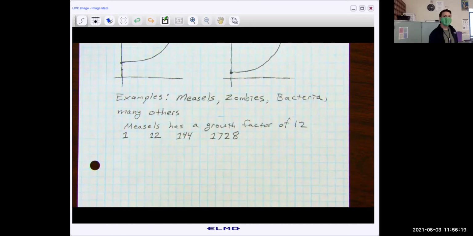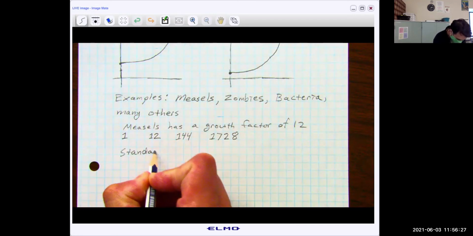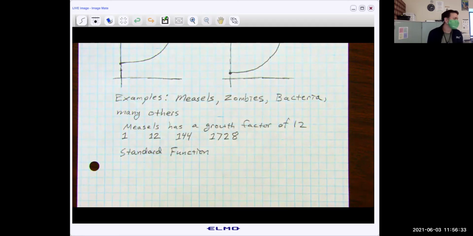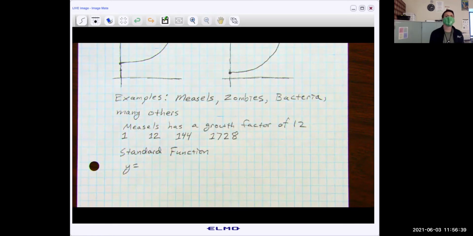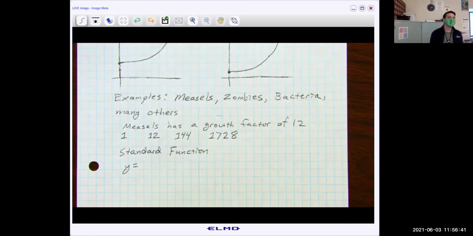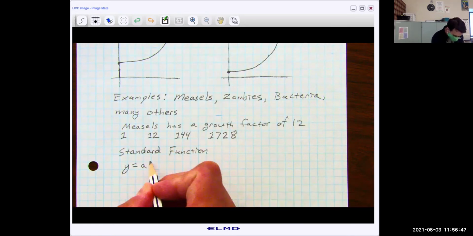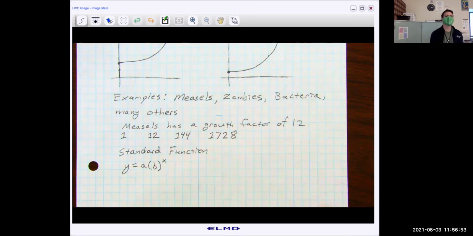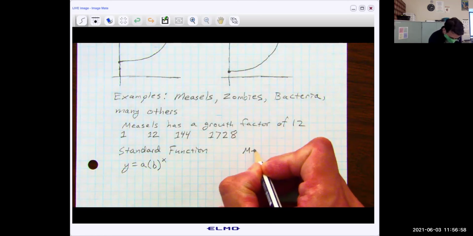If we want to model this with an equation that would keep track of the numbers for us, we use what's called a standard function. The standard function for exponential growth always begins with y equals, and then you have what we call an a value, and in parentheses you have a b value, and the b value has an exponent that we leave as an x. So let me show you what I mean. Let's do a measles function.